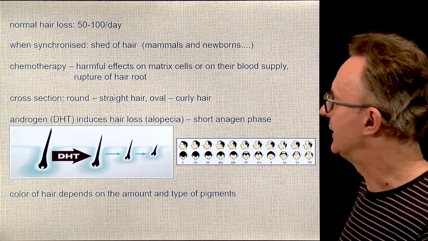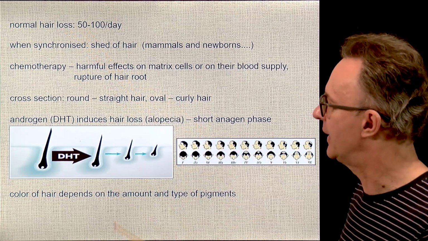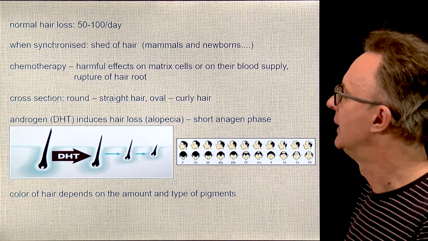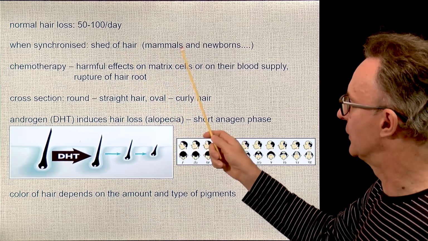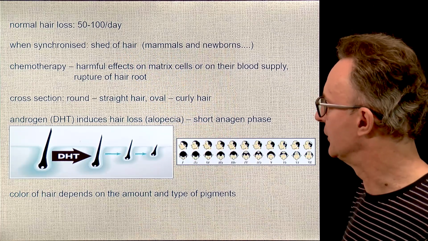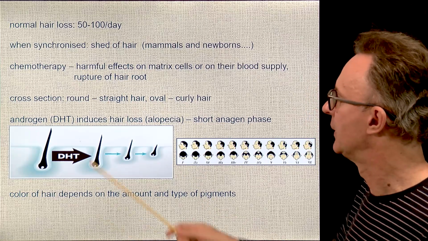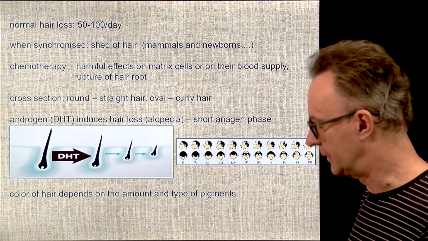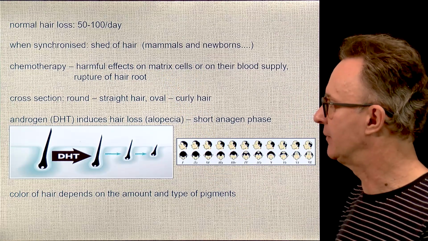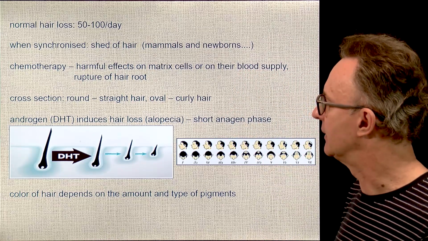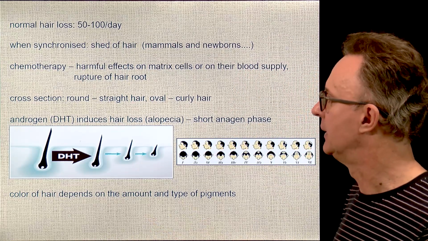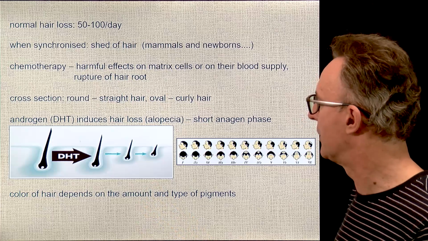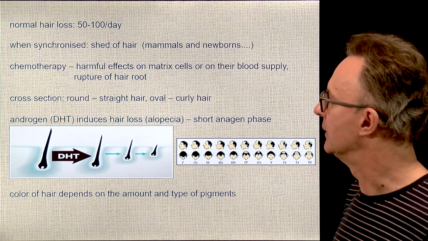I put here some data. The normal hair loss is between 50 to 100 hairs per day, so we have a normal loss as well. If it's synchronized, which is typical for the animals, it's called shedding, but in humans it can be present also in the case of newborns. Chemotherapy is harmful for the germinative matrix and also the blood supply. That's why we have hair loss, but thank God it's a reversible process, so after the chemotherapy the germinative matrix and the blood supply will be repaired and new hair can grow.